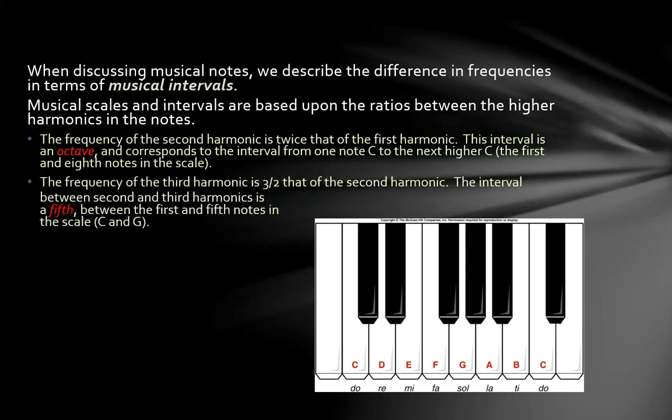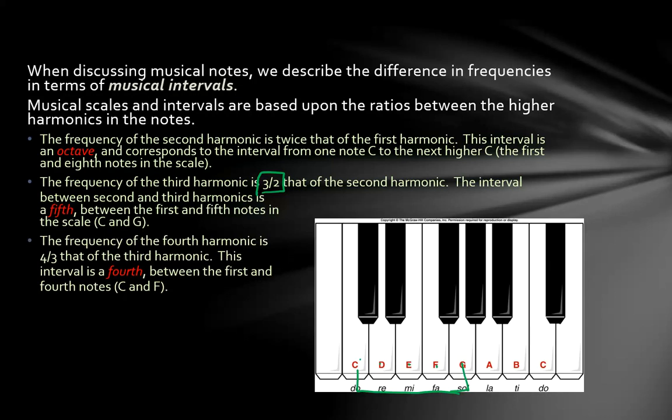A fifth means a 3-to-2 ratio. 1, 2, 3, 4, 5, hopefully I counted right, yeah, C to G is 5 notes inclusive. And so that fifth is a 3-to-2 ratio. And like I said, fifths are the best consonant sound you can get. They sound the most beautiful together.